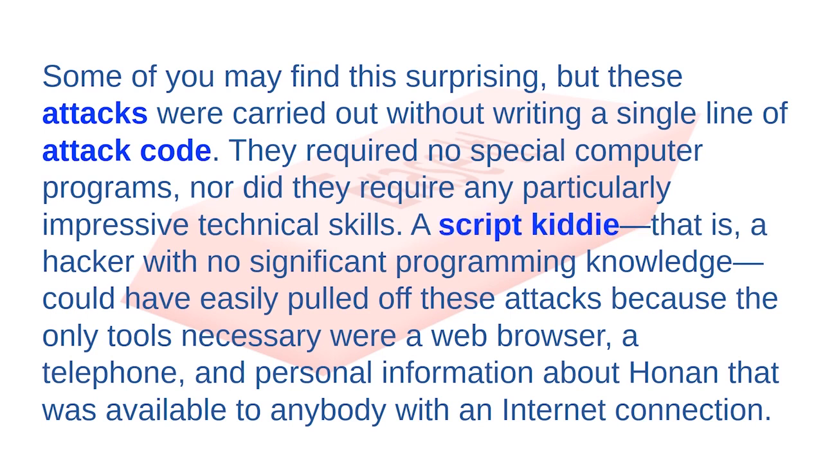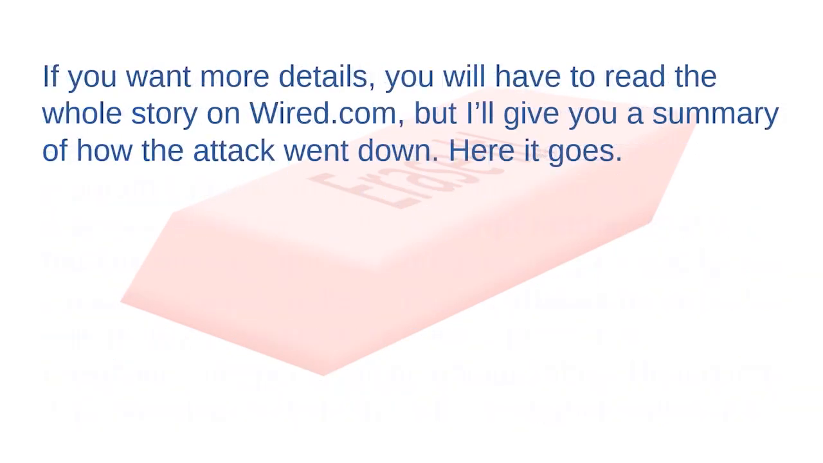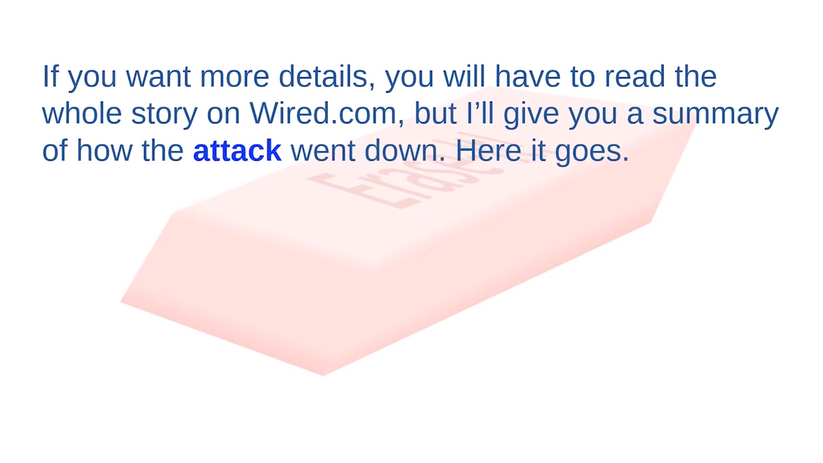A script kiddie, that is, a hacker with no significant programming knowledge, could have easily pulled off these attacks because the only tools necessary were a web browser, a telephone, and personal information about Honan that was available to anybody with an internet connection. If you want more details, you'll have to read the whole story on Wired.com, but I'll give you a summary of how the attack went down.